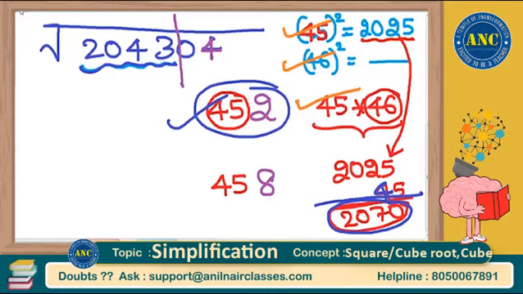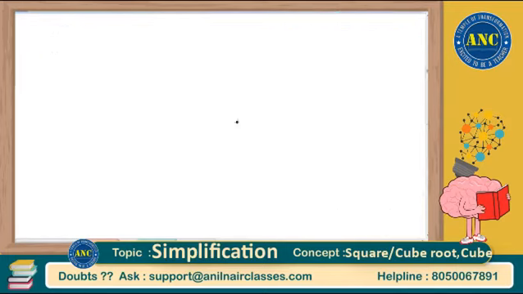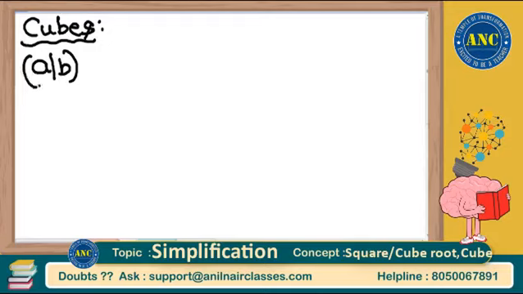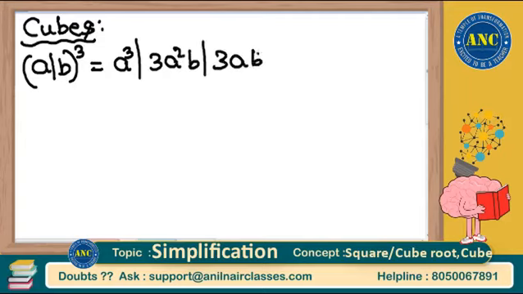Next, we discussed multiple things in squares. Next, how to find the cube of a number. To find the square of a number, we discussed a plus b whole square. To find the cube of a number, we will use a plus b whole cube. Do not change the order. It is a cube, 3a square b, 3ab square and then b cube.